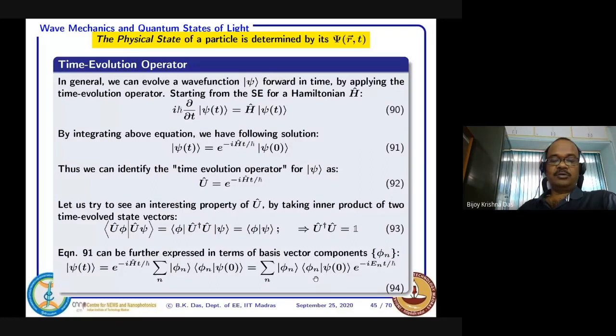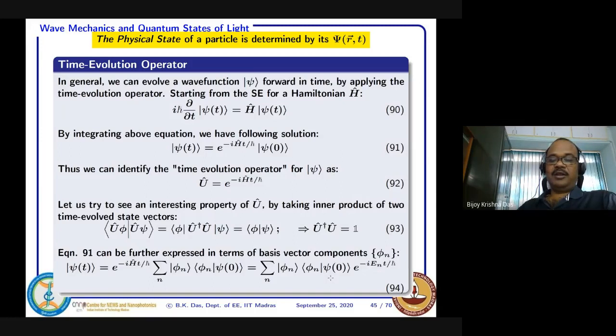Now for psi t, if you write e to the power minus i H t by h cut, you take it inside and operate, then you get, for example, E n t by h cut. Whenever operating, you get your energy eigenvalue. So whenever you take it inside, you just put this one and psi 0 as it is given here. We can write it simply.